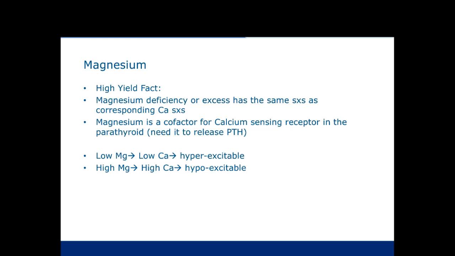Magnesium. Magnesium deficiency or excess has the same effects as calcium. Magnesium is a cofactor in the calcium sensing receptor in the parathyroid, so it's needed to release the PTH. So wherever magnesium goes, essentially your calcium is going to go. So if you have low magnesium, you have low calcium. Remember what hypocalcemia is going to cause? It's going to cause a hyperexcitable state. And it's the opposite: if you have high magnesium, it's going to follow with high calcium, and you'll have a hypoexcitable state. Remember, magnesium follows calcium.